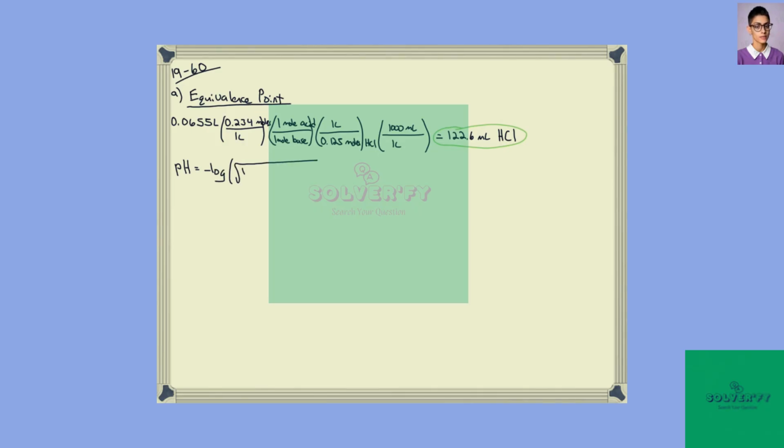As with all pH calculations, pH is equal to the negative log of the hydronium concentration. How will we get the hydronium concentration? Well, at the equivalence point, the ammonia, NH3, has all been converted into its conjugate acid, ammonium, NH4+. So every mole of ammonia that we started with has now become a mole of ammonium. To solve for the pH of a solution that contains ammonium, we need to take the square root of the Ka value multiplied by the concentration of ammonium.